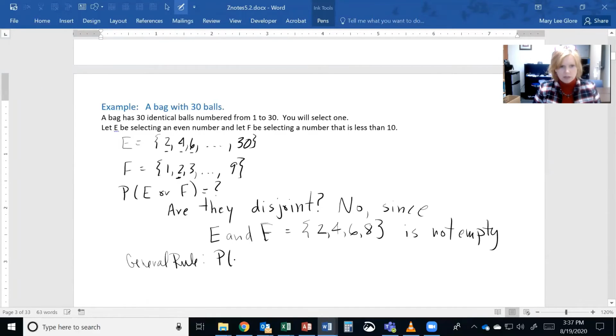And so the probability of E or F is equal to the probability of E plus the probability of F minus the probability of E and F. All right, so what's the probability of E? So we have to use our rule when we have equally likely outcomes. Since we have 30 identical balls that we're choosing from, all 30 balls are equally likely, then the probability of an event is the number of outcomes that are in that event over the total number of outcomes.